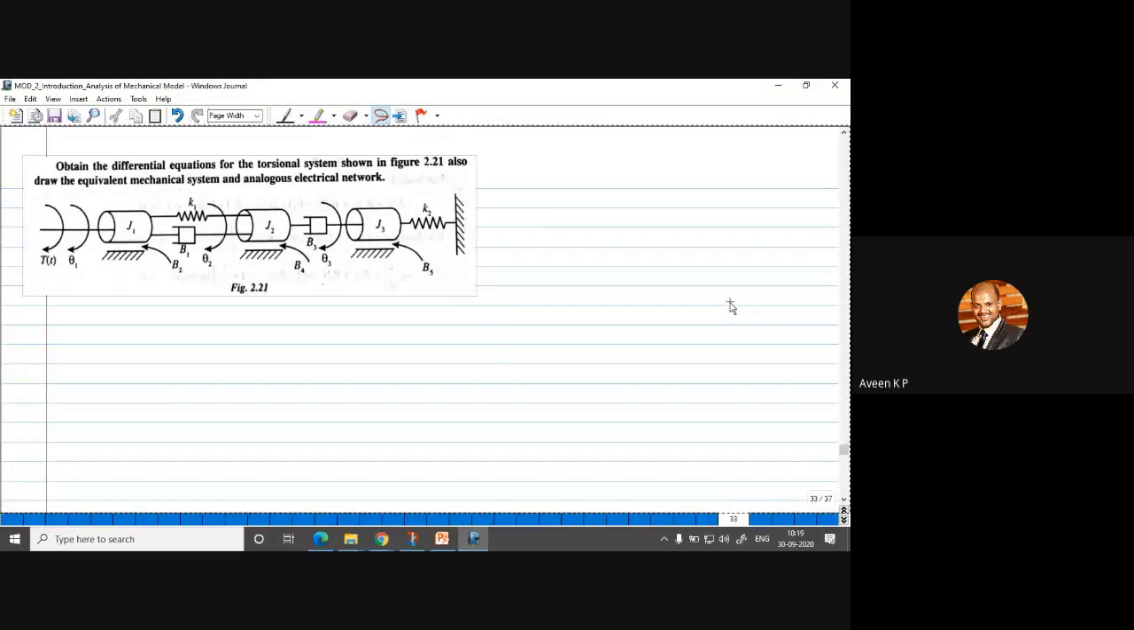Hello students. Today I will discuss mechanical systems subjected to rotational motion. So far we considered mechanical systems subjected to translational motion, and this is one more form, the same mechanical system subjected to rotational motion. I hope you remember in translational motion, force, velocity, acceleration, displacement are the terms used.